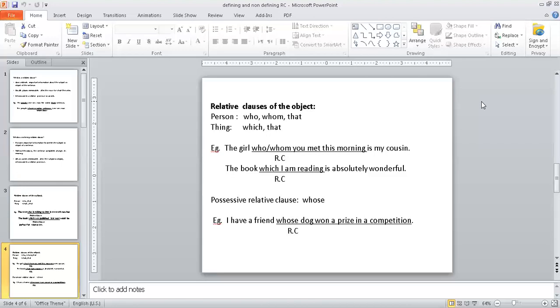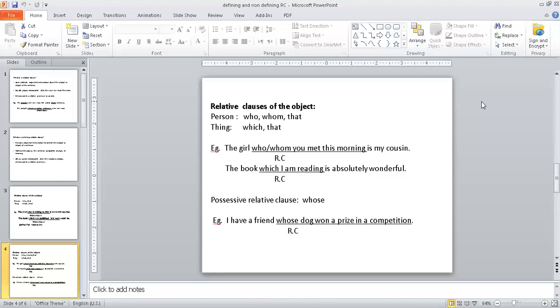The book which I am reading is absolutely wonderful. بدي أعرف the book, so we use the relative pronoun which. Okay, which represents a subject or object pronoun. I am reading the book. I is the subject, يبقى the book is the object. So which عم بتعرف object. A relative clause which I am reading.